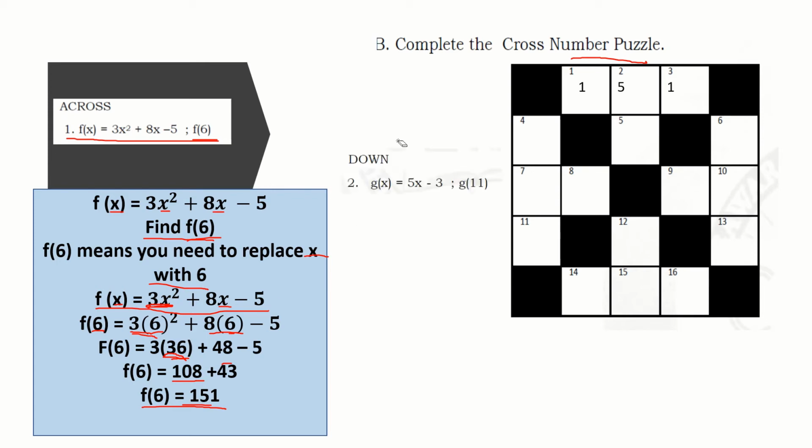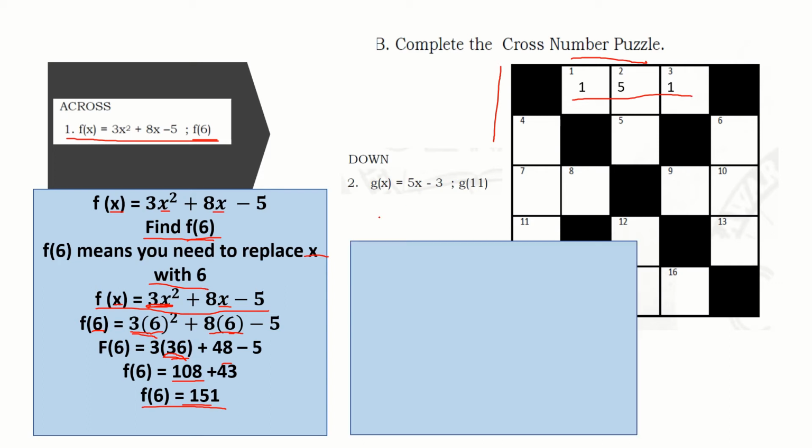Okay, let us have number 2. Down naman siya. Pag sinabing down, okay, pababa. Ito yung ating number 2, down. Kung makikita nyo, sa ating number 2, meron na siyang isang digit at meron isa pa sa baba. Ibig sabihin, ang sagot sa number 2 ay 2 digit. Okay, so meron tayong 151. Ang hinahanap natin is g of 11 given g of x equals 5x minus 3.